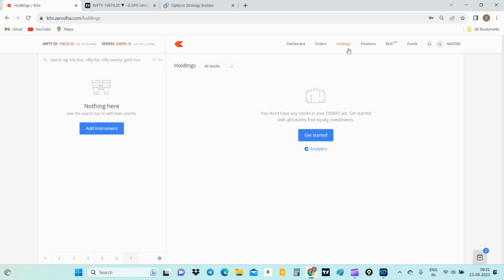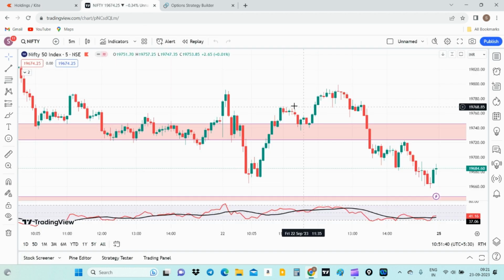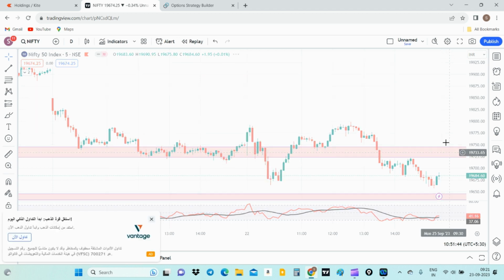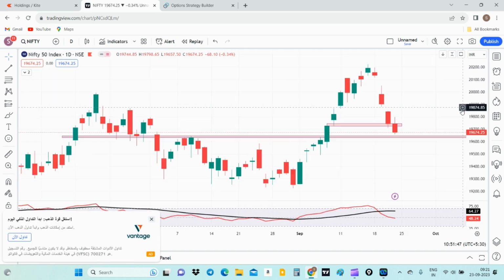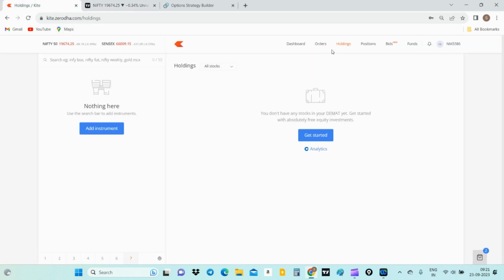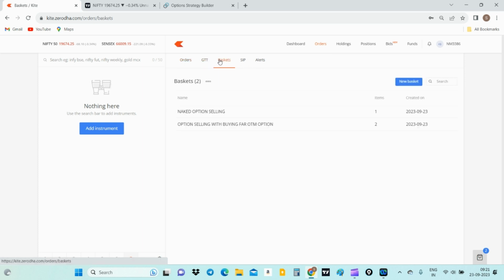Now suppose the Nifty has closed at 19,700. So let's take an example of the at the money strike price, which will be around 19,700. If you go into the orders, there is an option wherein you can create a basket. I created two folders, named naked option selling, and option selling with buying far out of the money option.